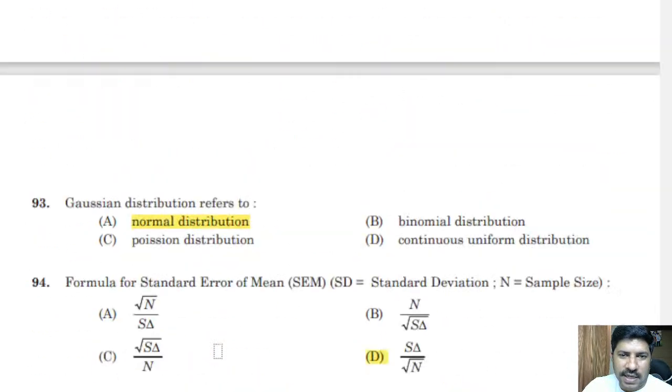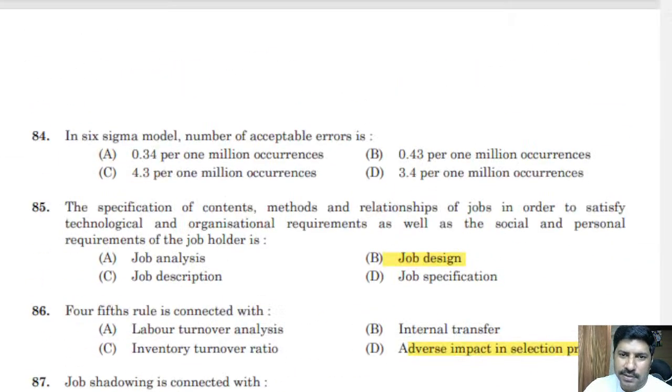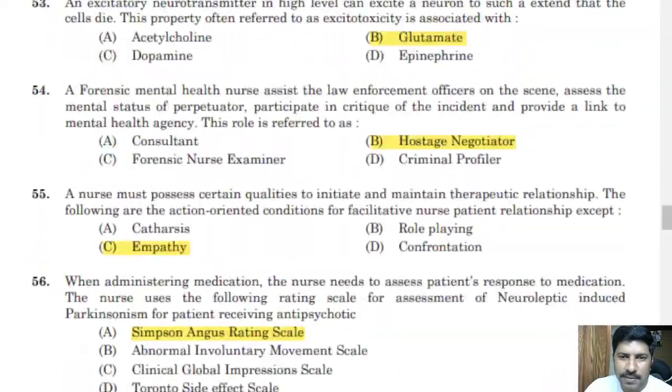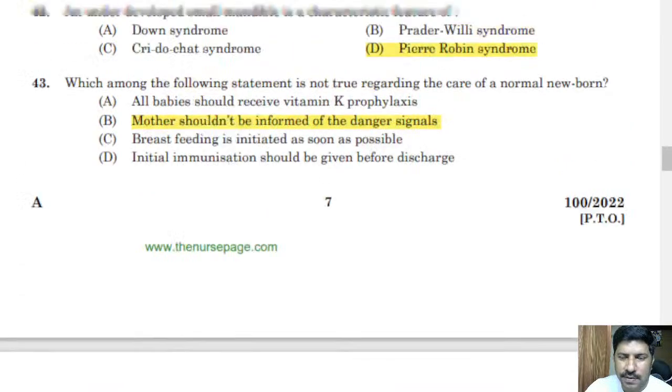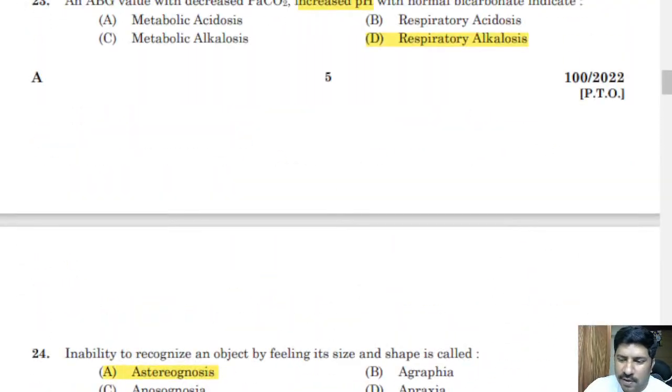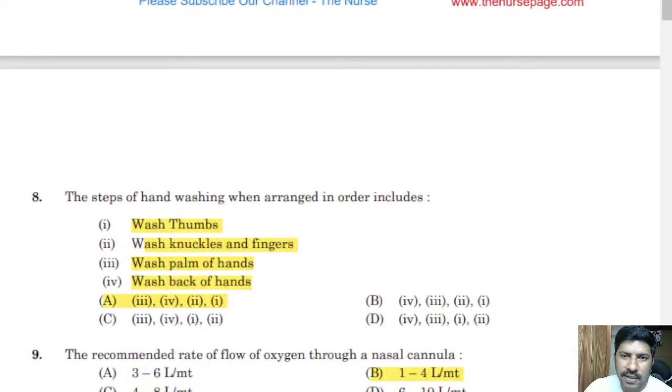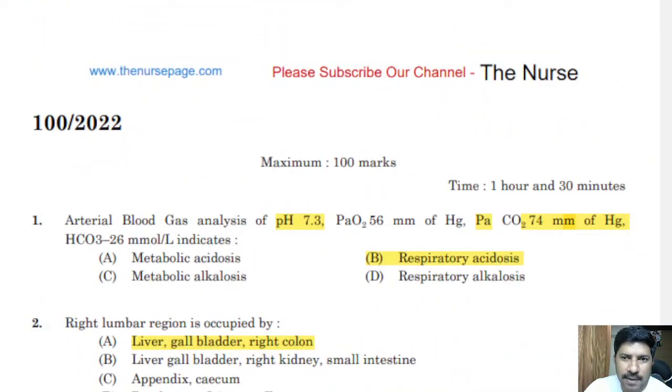So these are the 100 questions they have asked in today's nursing tutor exams. Kerala PSC conducted the nursing tutor exam. We have discussed 100 questions. If you have any doubt about any answer key, you can report to Kerala PSC through mail. If you need any clarification, you can comment below the video, and I will try to clarify.